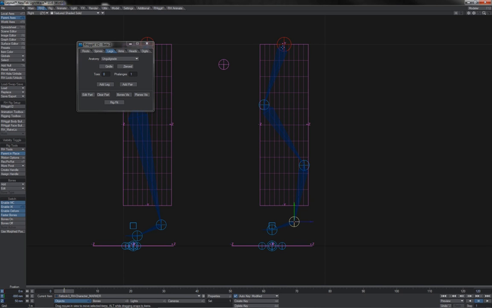Essentially, this is the thigh bone. This is the lower leg bone. This here is the foot bone. This is the toe bone, and this is a second toe bone. The toenail is effectively what an ungulate walks upon.